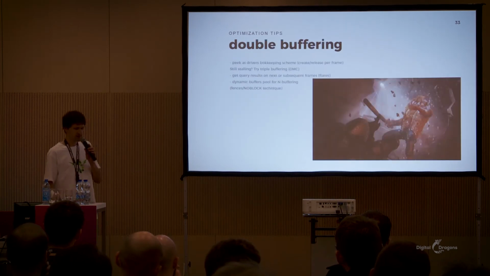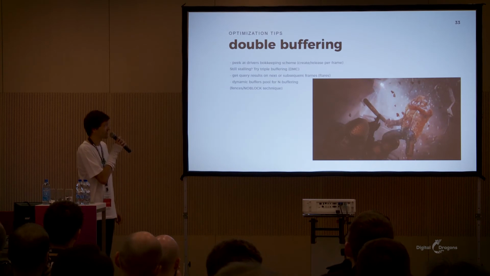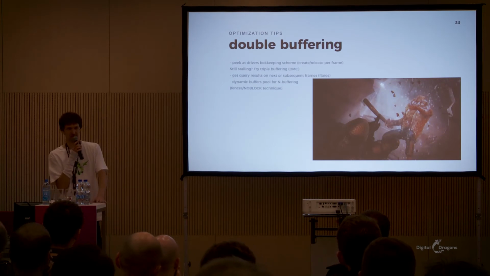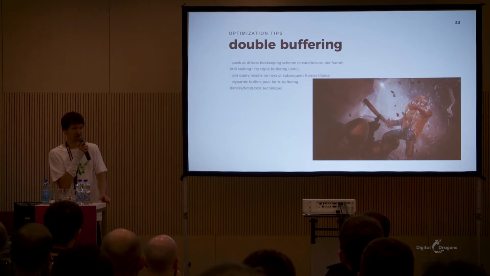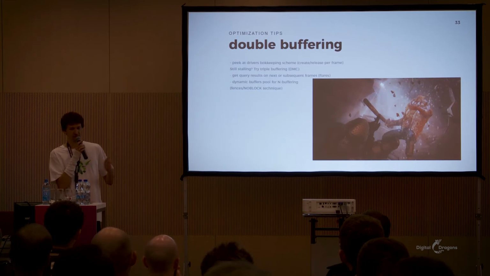Now the double buffering, something that is of course known and everybody is using this, but why the double buffering? The best way to see that the driver is using double buffering is just a simple test. Per each frame, create a texture, fill it with some data, use it on the GPU. After the end of the frame, release it. On the next frame, do the same, again and again.